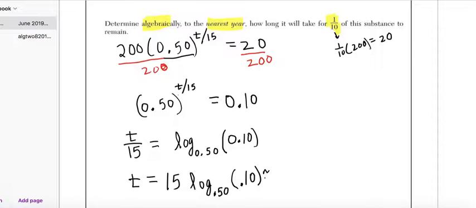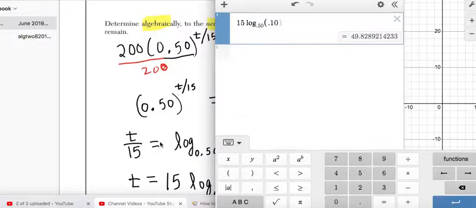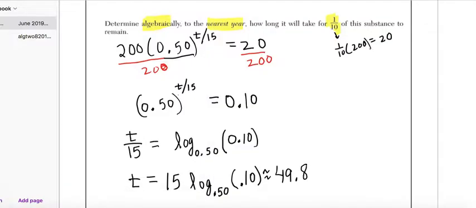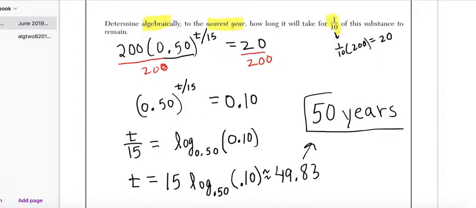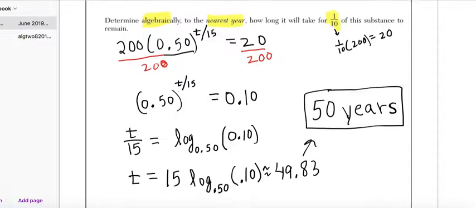So I don't know if you have to show more rounding than what they asked. 49.83, let's say. So we'll say, how long would it take? About 50 years, because they said to round to the nearest year. Okay? We could have confirmed in the calculator, but for time's sake, let's just move forward, all right? Because I saw the key, I worked this out before, it's correct, don't worry.